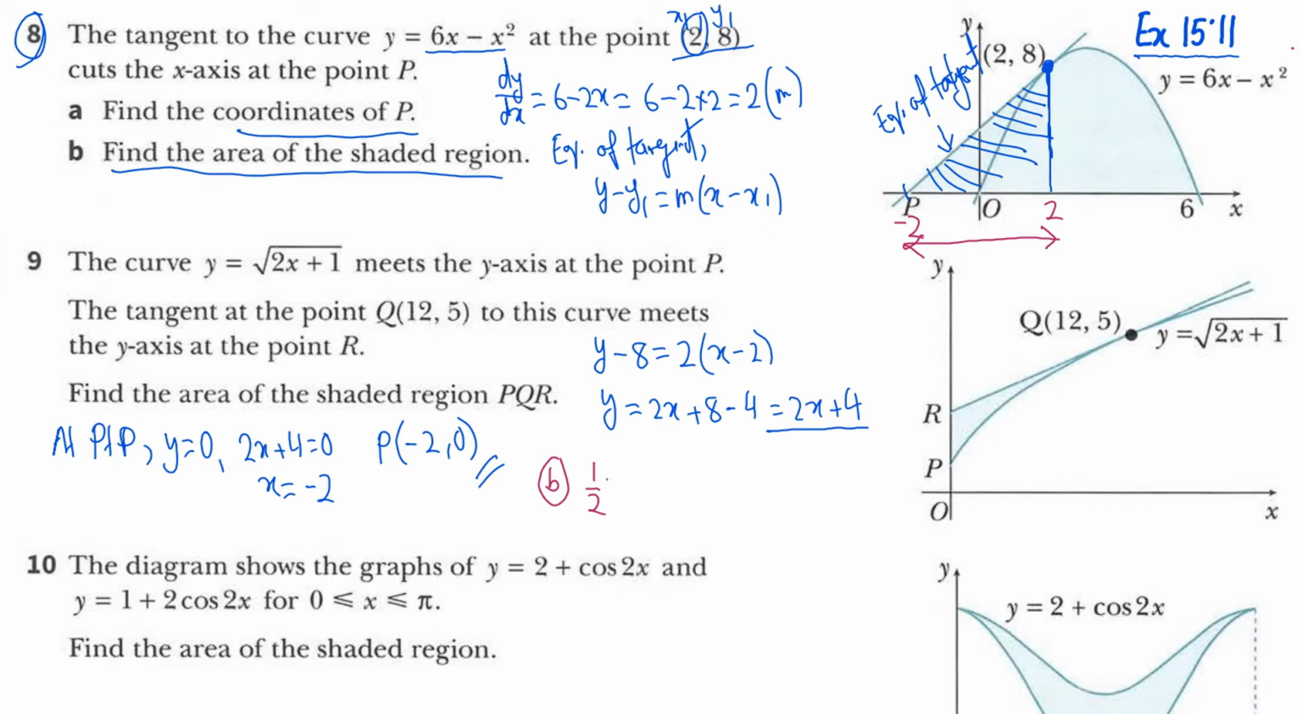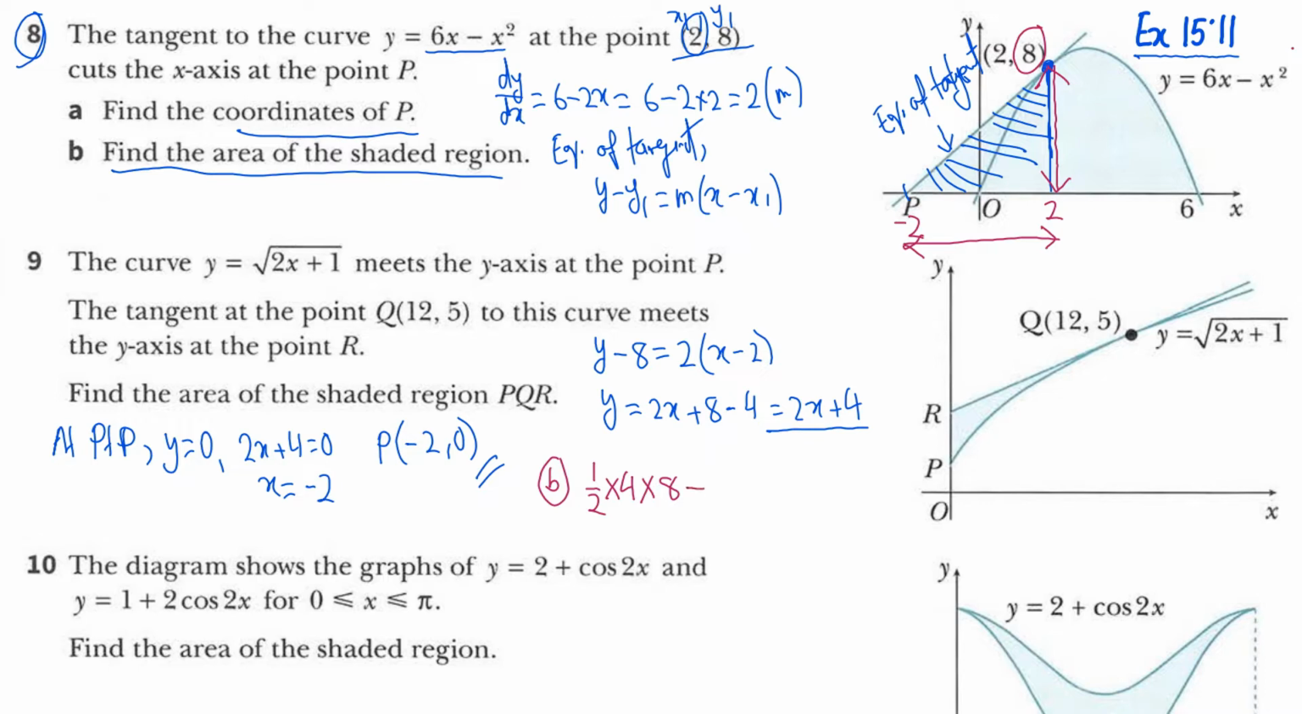We write half times 4, then its height, which is the height of this triangle, is 8. So half times base times height. Under the line we can easily get the area this way.